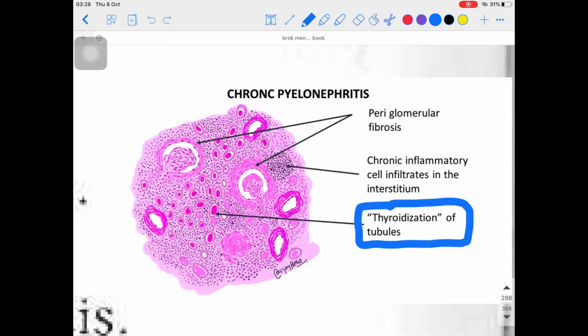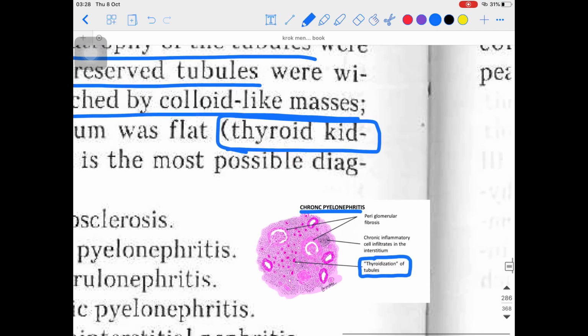I am inserting the image so that you have the visual memory in your mind. In your paper sometimes you forget the theory, but at least by seeing the term thyroidization of the tubules, you will have the diagram in your mind, and that's how you can crack the question as well. That is the main purpose. So thyroidization of the tubules will be seen where? Chronic pyelonephritis. So remember that.